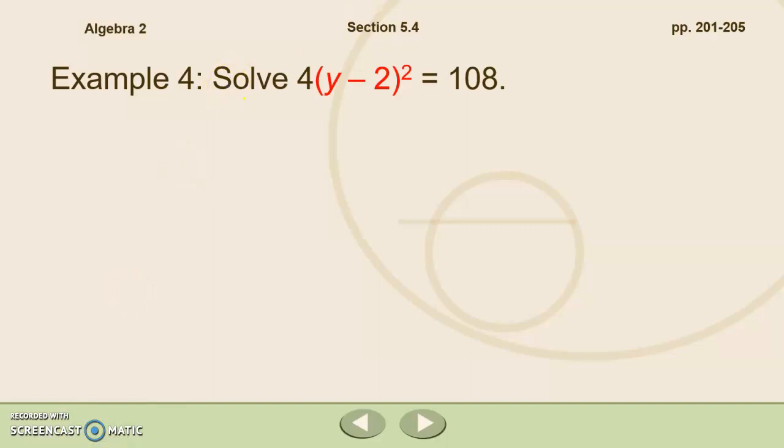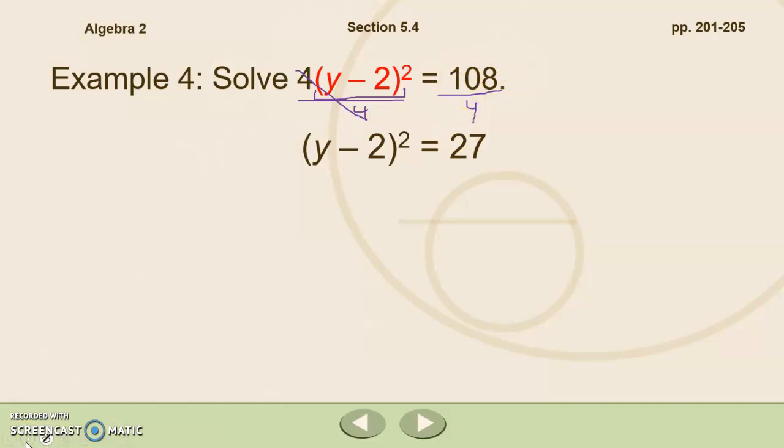Let's solve for y minus 2 squared equals 108. So the first thing that we want to do is isolate the squared expression. In this case, our squared expression is actually in parentheses. That's what we need to isolate. So we need to get rid of that 4 that's on the outside of the parentheses. To do that, I'm going to divide both sides by 4. 4 divided by 4, those cancel, and 108 divided by 4 is 27.